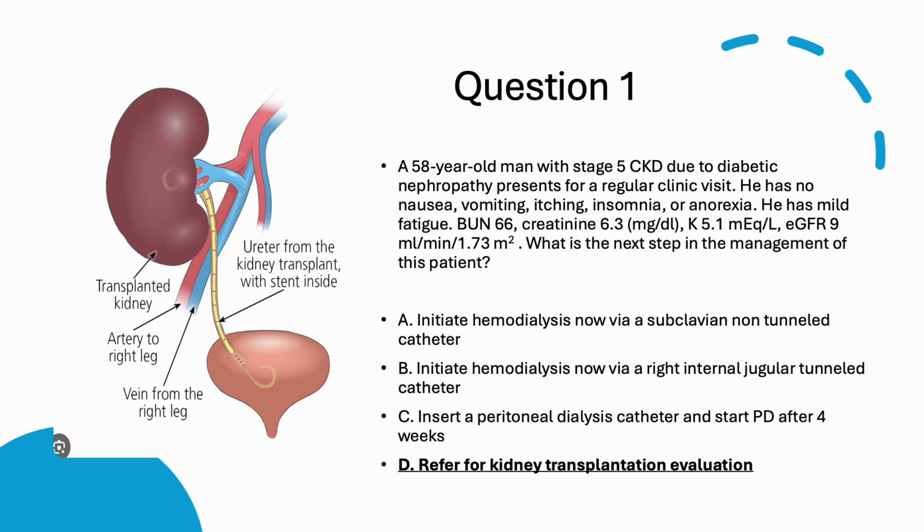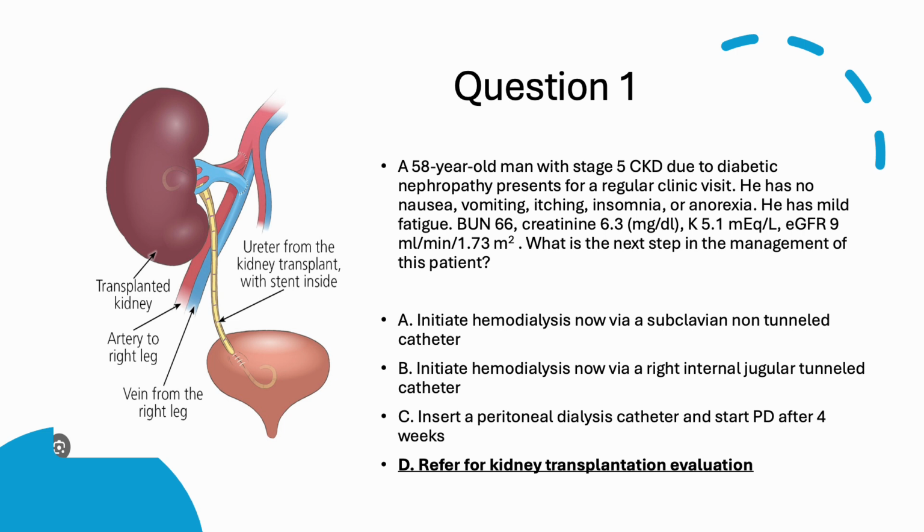So this patient does not have uremic symptoms except for maybe mild fatigue. Therefore, immediate initiation of dialysis, whether hemodialysis or peritoneal, is not indicated. Now, option A is not a good option. We never put a subclavian catheter because this leads to subclavian stenosis. Then you cannot put a catheter or a fistula in that arm. So that's a bad choice.